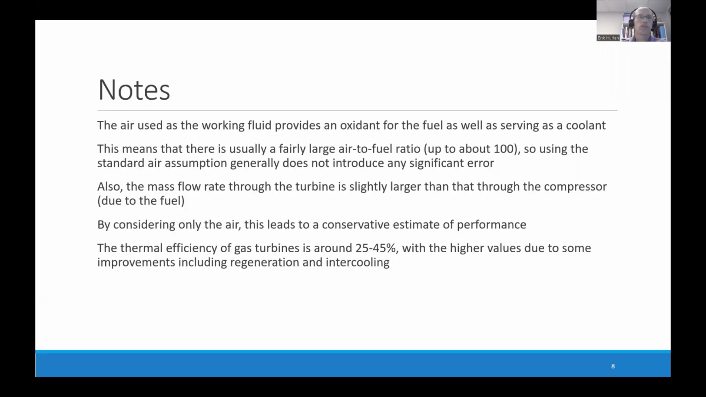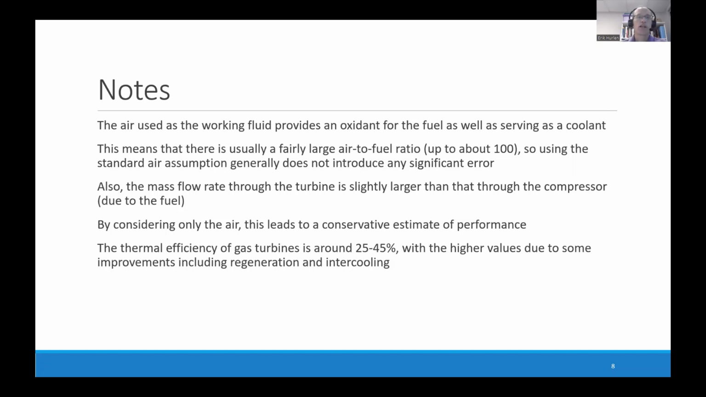Some notes about gas turbine engines. The air is used as both an oxidant for the combustion as well as a coolant. For this reason, there is usually a very large air-to-fuel ratio, above 50 to 100. So the air standard assumptions are applicable here. This also means that the mass flow rate through the turbine is slightly higher than that through the compressor. Usually this is small enough that it can be ignored.